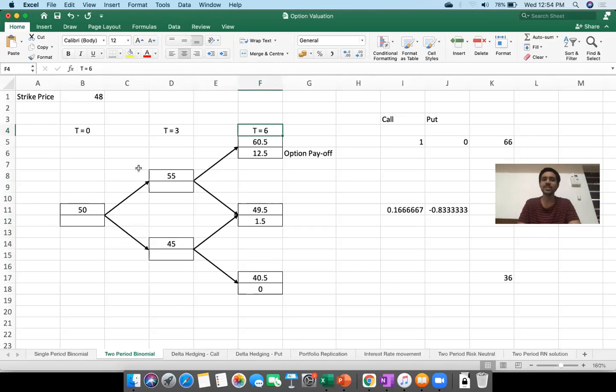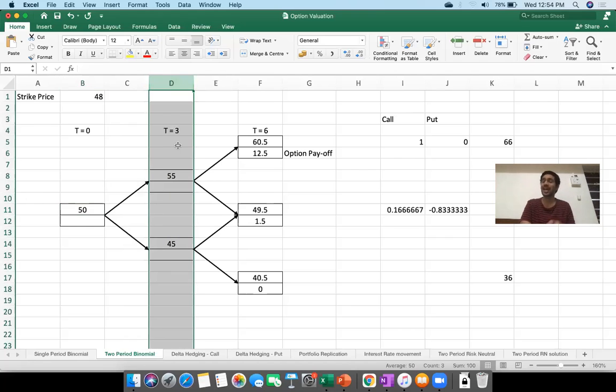In the single period binomial model, we said that the share price can only change at maturity. Here we say that the share price can change at the end of each period within the option contract. Each period meaning the share price can change at the end of the 3rd month, and it can also change at the end of the 6th month.